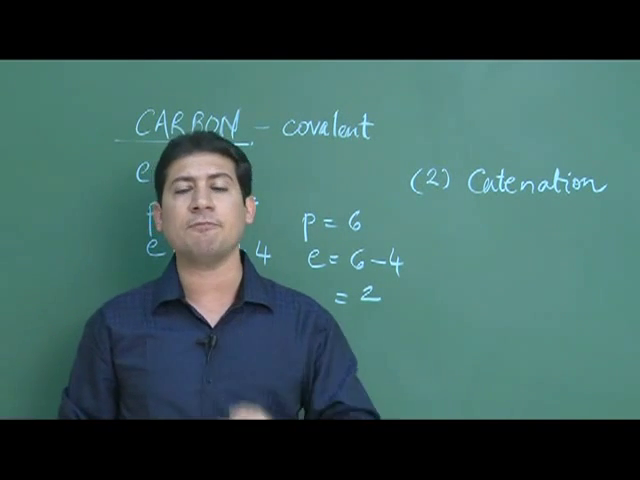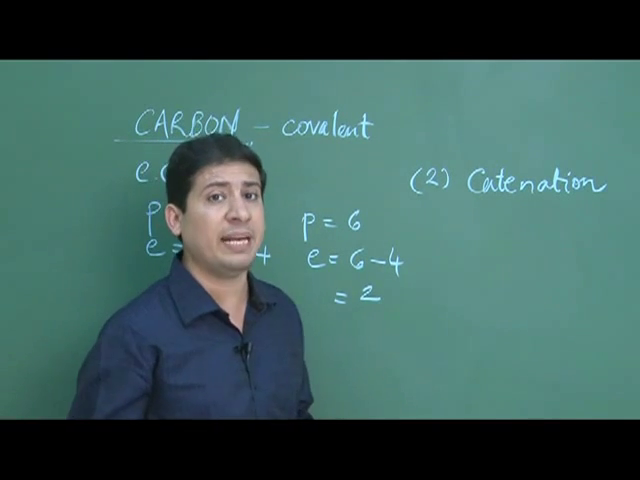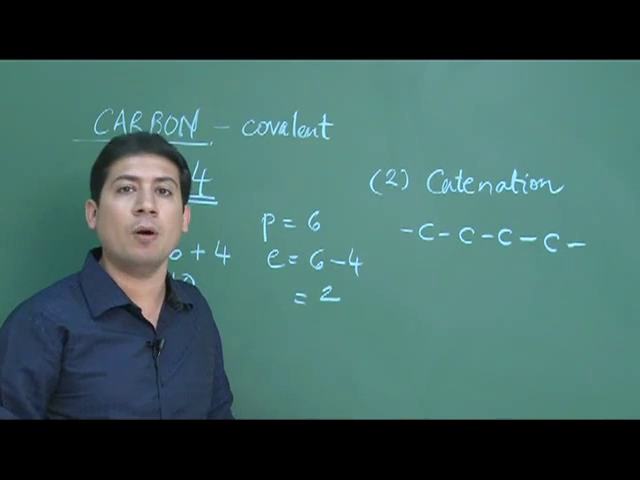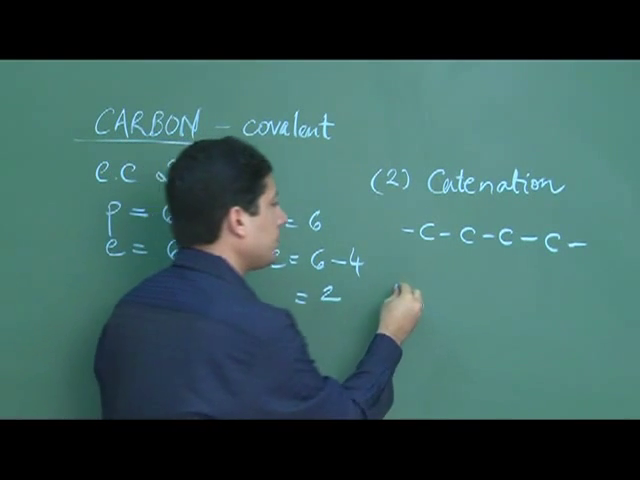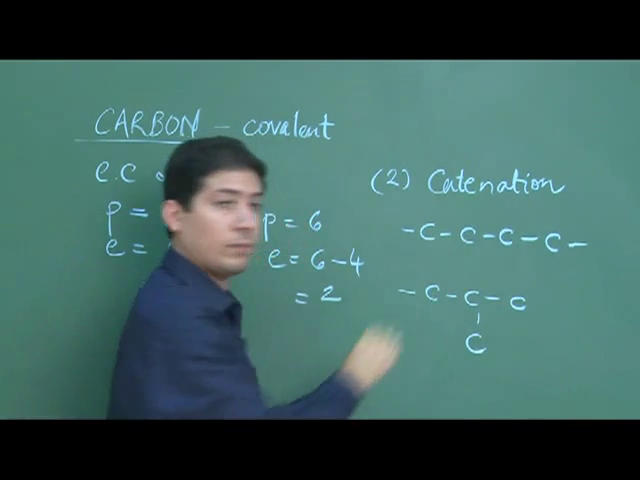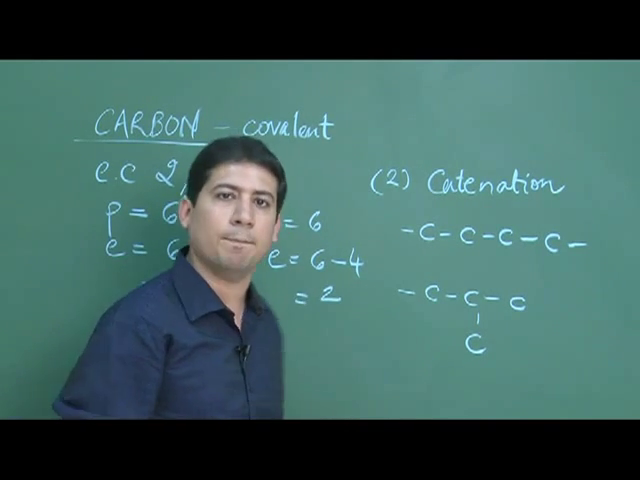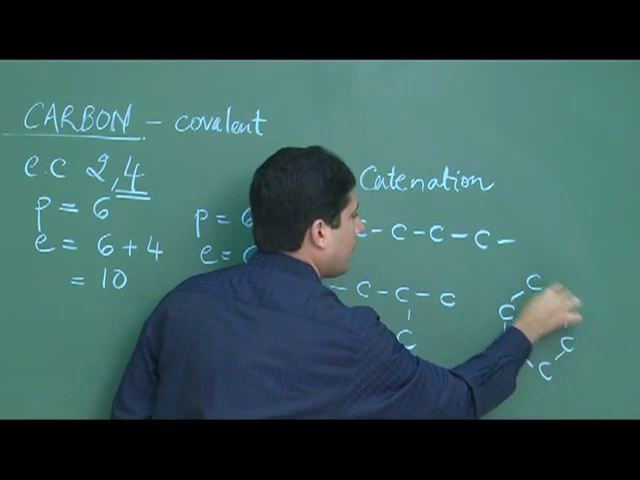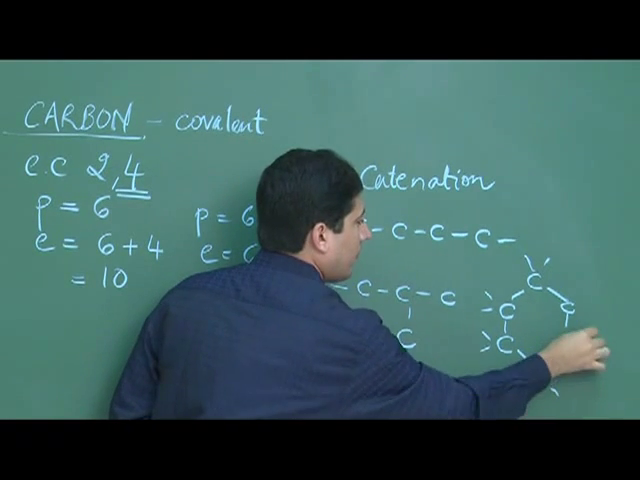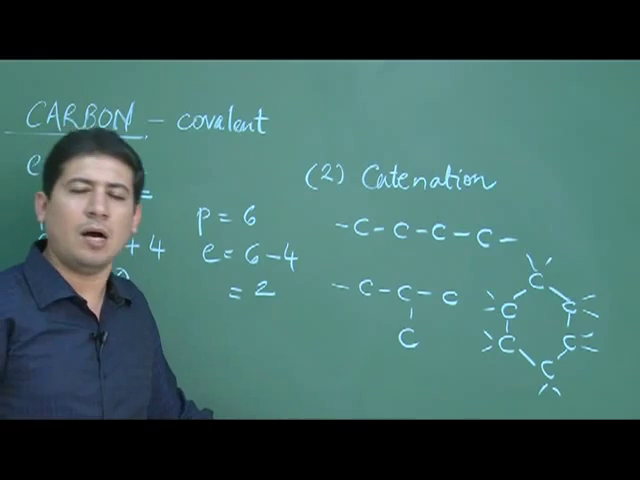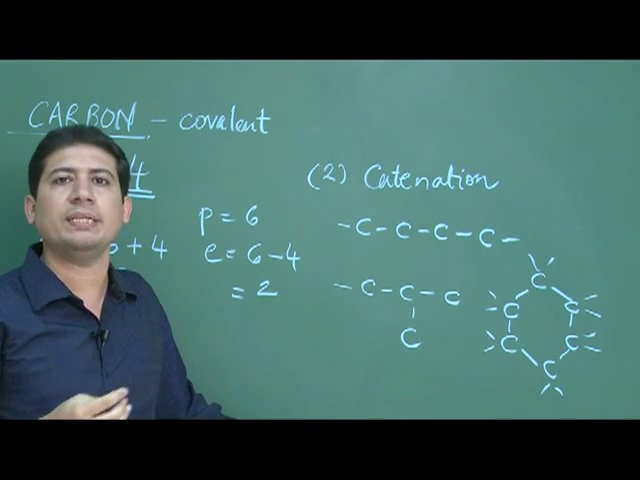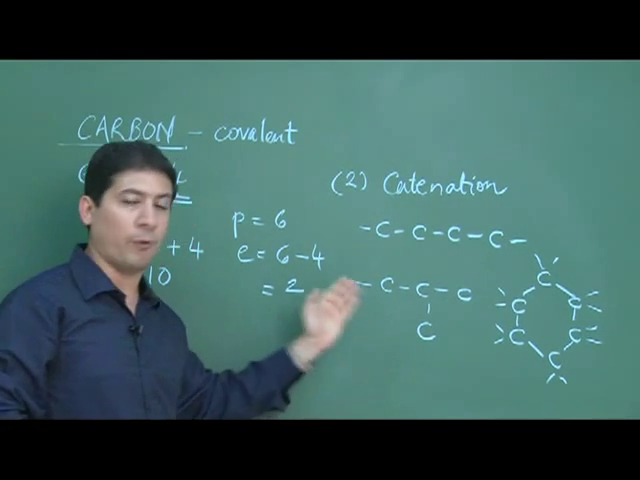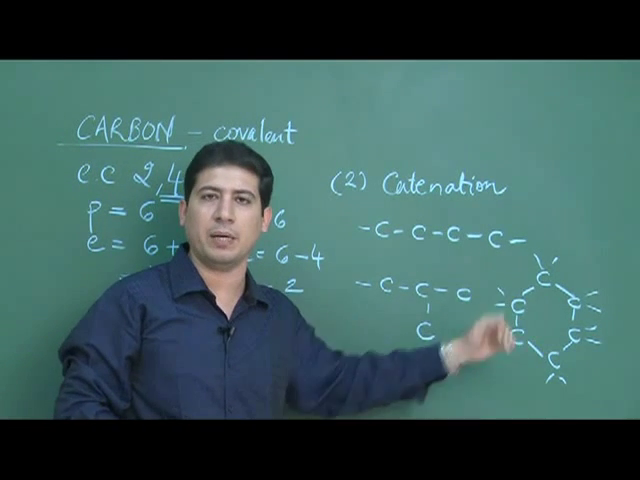Now the type of chains that it can form: what is termed as a straight chain compound, such as this, you see. It can even form branched chain compounds. It can even form closed chain compounds. So you see, carbon has a tendency of forming long chains of identical atoms, and the type of chains that it can form is straight chain, branched chain, as well as closed chain compounds.